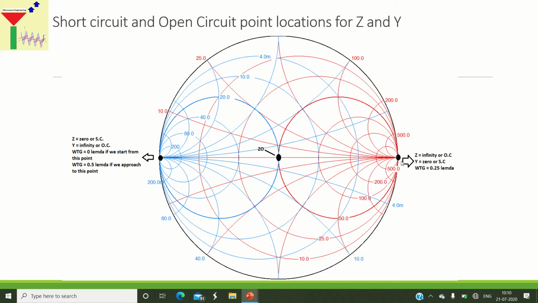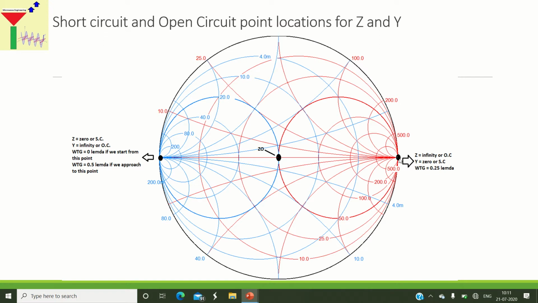The same point on the extreme right-hand side of my real axis is representing Y equal to 0 for short circuit condition. Whenever admittance is 0, it indicates short circuit. So this location of the point is indicating two parameters at a time: Z equal to infinity, as well as Y equal to 0. And here, wavelength towards generator value is always 0.25 lambda.